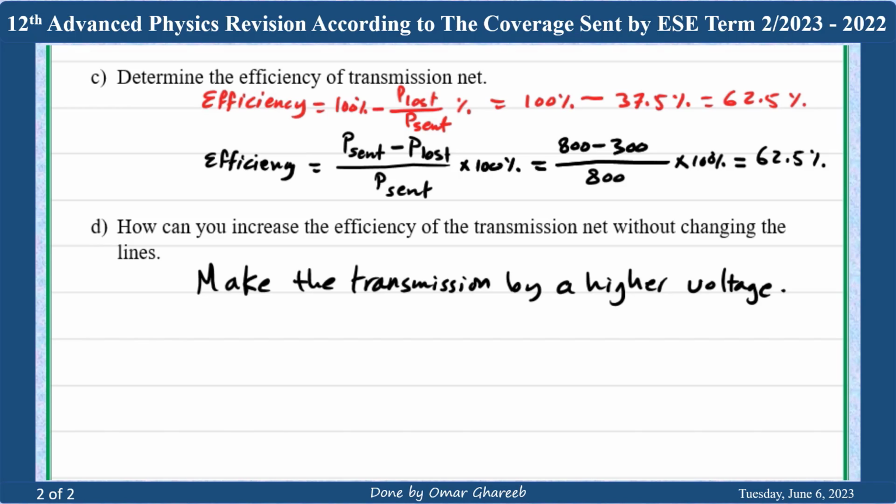To explain that, I equals P over V. If you make the voltage higher, you will reduce the current for transmission. P lost equals I squared R. Since you reduce the current, the lost energy will be reduced, and that makes the efficiency larger.